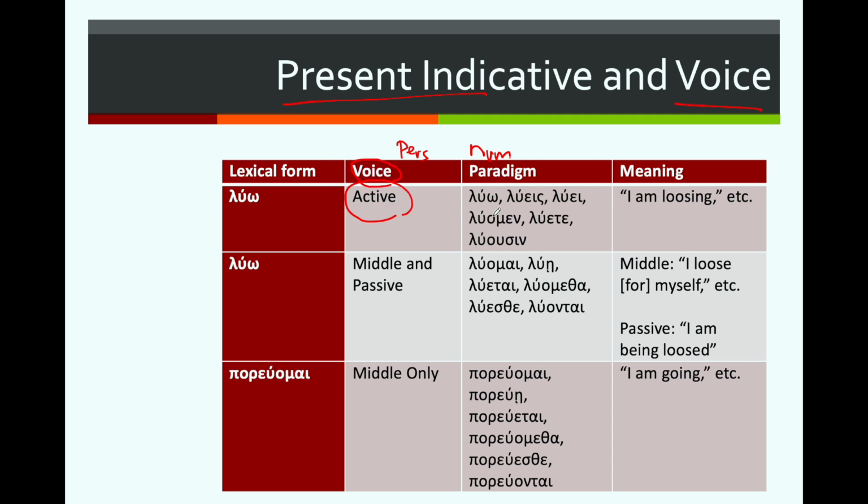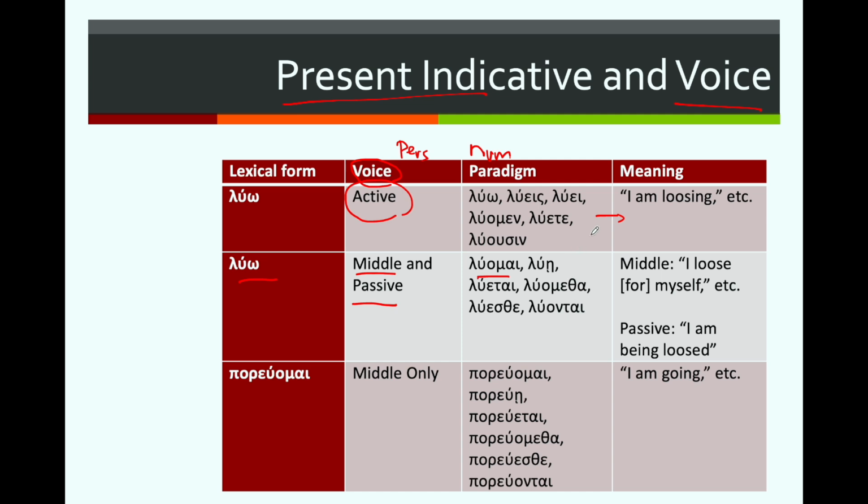And that's important. So active voice endings we'll get to are luo, lues, lue, luamen, lueta, luusin. And the meaning here is again an active voice: I am loosing. In the present indicative, the middle and the passive have the same ending. So for a normal omega verb, it can have middle and passive endings: luomai, lue, luetai, luamatha, luesta, luantai.